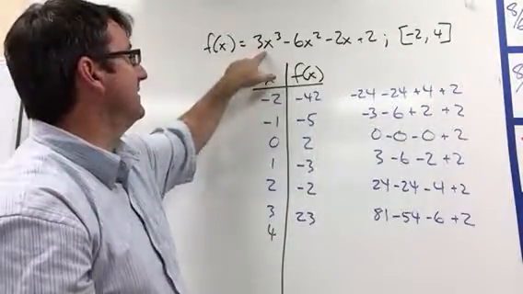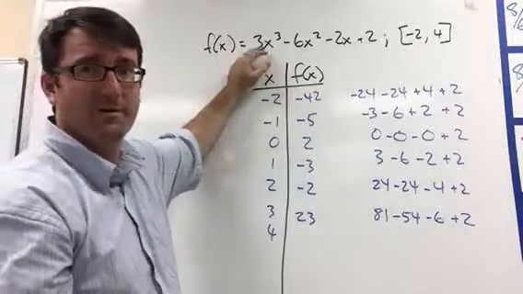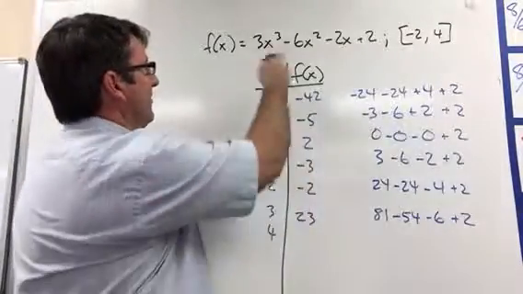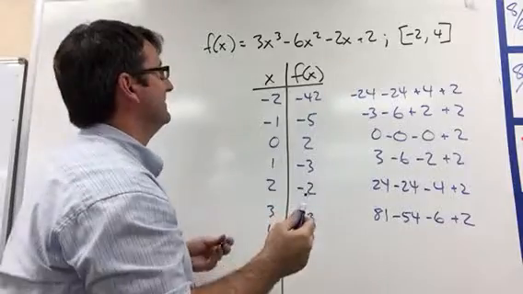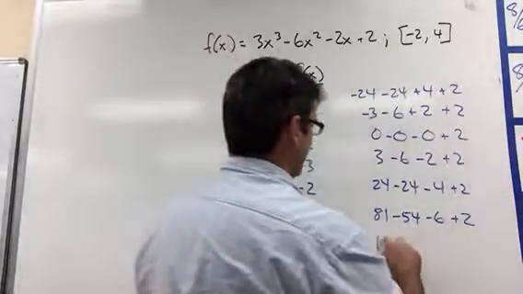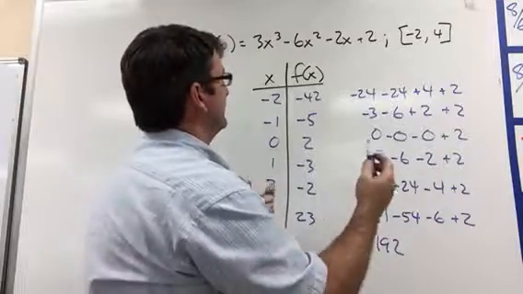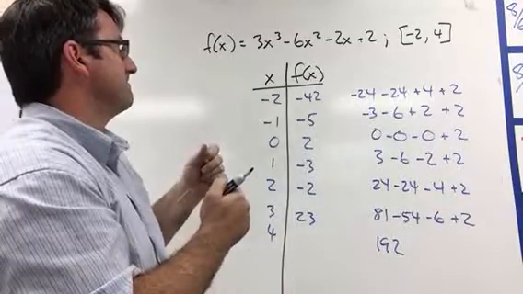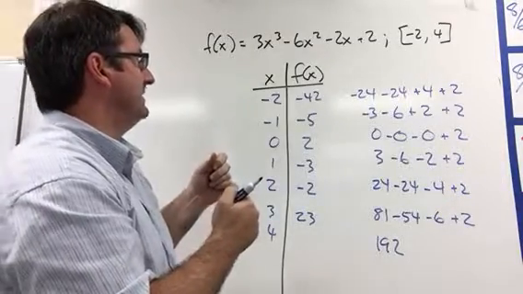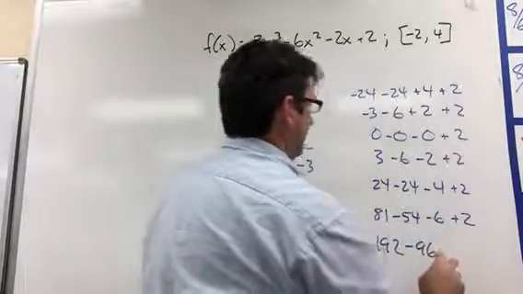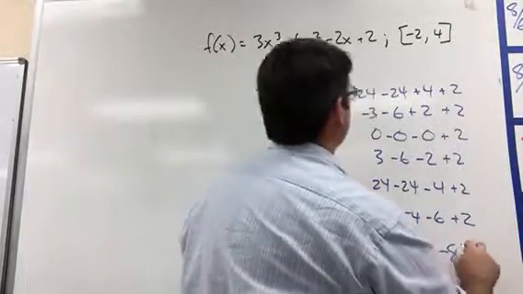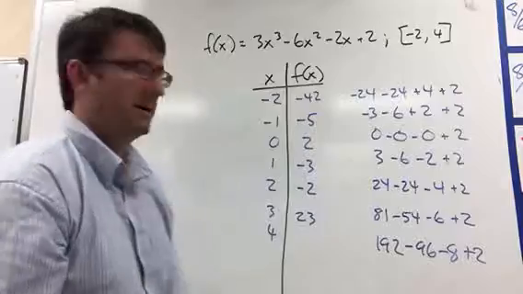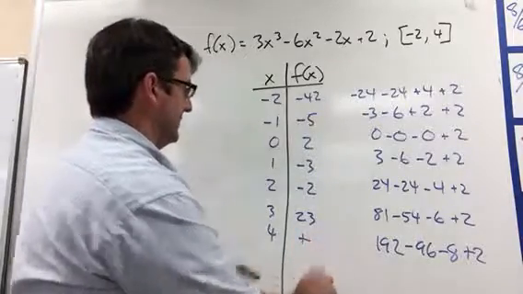And then 4, I'm not going to do 4, but can we agree that it's going to be positive? Because this number is going to be a big positive number. 4 cubed is 64 times 3, and what would that be? 180 plus 12, 192. 4 squared is 16 times 6 would be, would that be 96? Minus 8 plus 2. So we can see that this is going to be a positive number because that 192 isn't going to get subtracted down to 0. So this is positive, whatever it is.